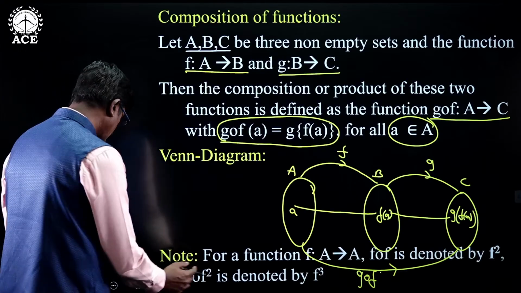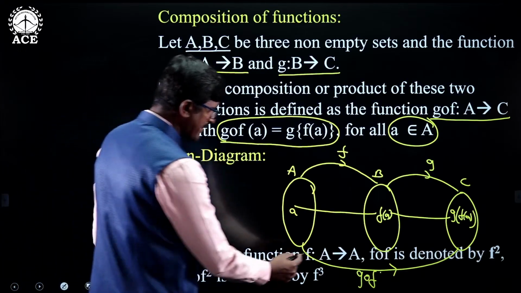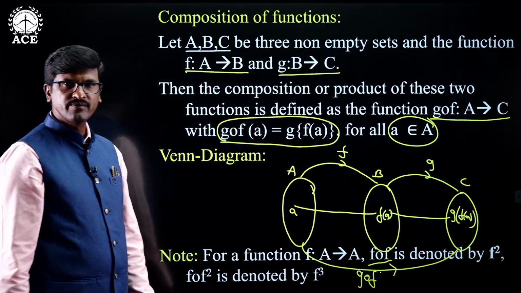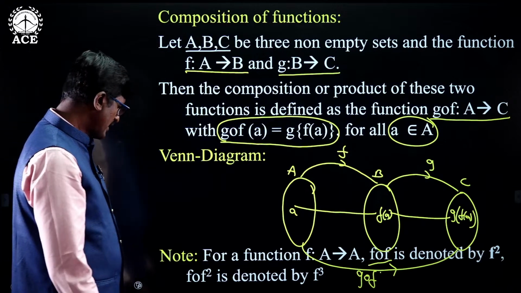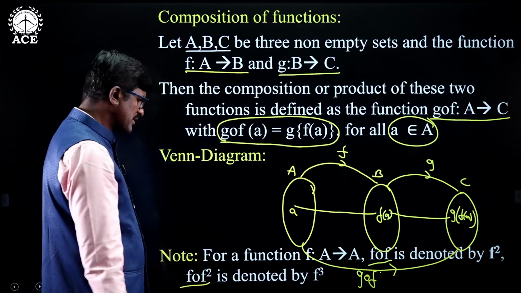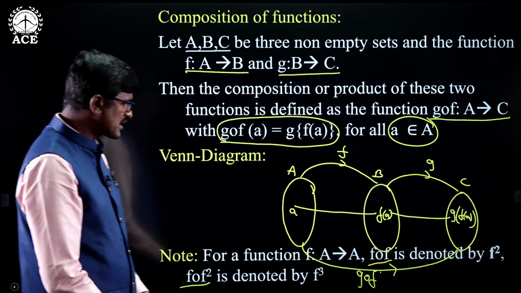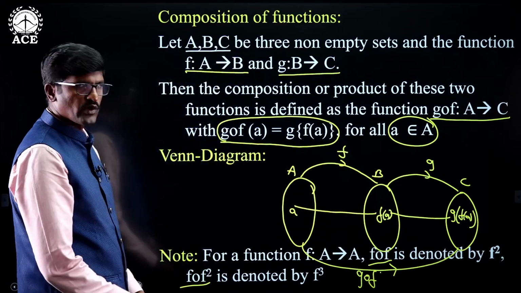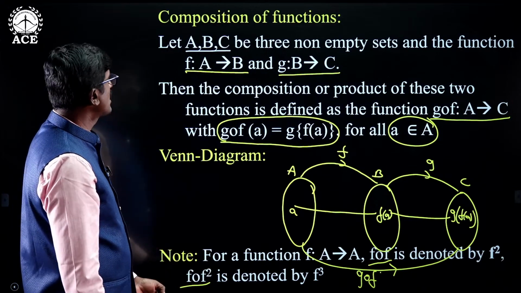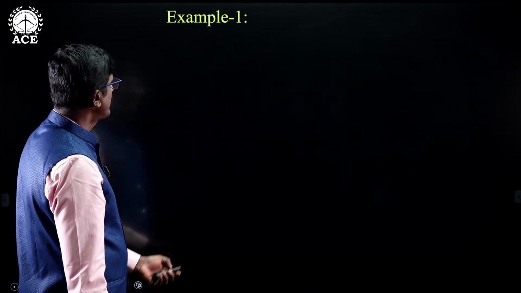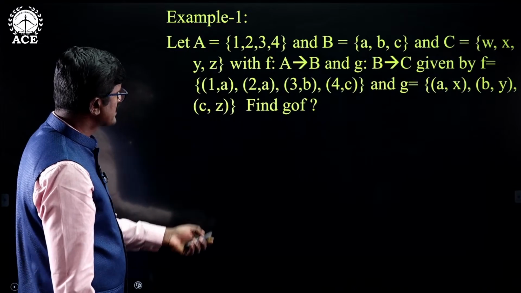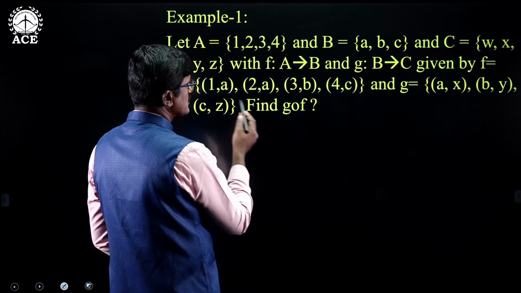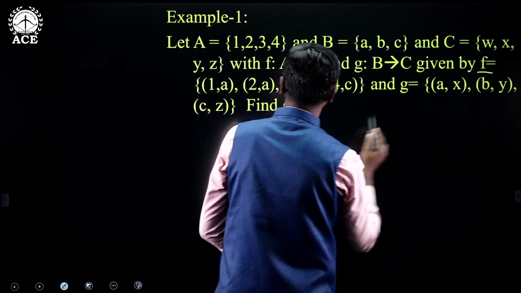And one more thing, look at this. For any function F from A to B, F circle F is called F square, and F circle F square is nothing but F cube. The composition of F and F is F square. The composition of F and F square is F cube. This is about the composition of function. And these are the examples. This is the example. They have given some function F. So this is the function F.